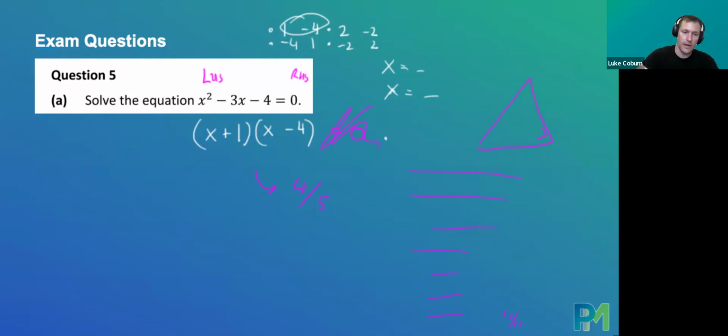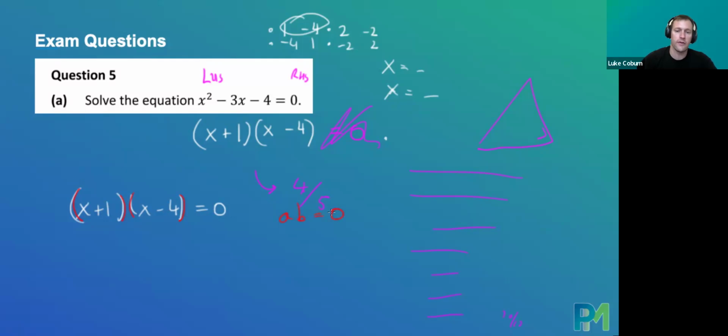But let's finish this question just because we're here. We worked out that x plus 1 times x minus 4 was equal to 0. And the other thing I've been saying is, as soon as you put brackets around something, you're considering it as a number. So we have this number multiplied by this number to equal 0. Let's say we've got 2 numbers, A times B equal to 0.